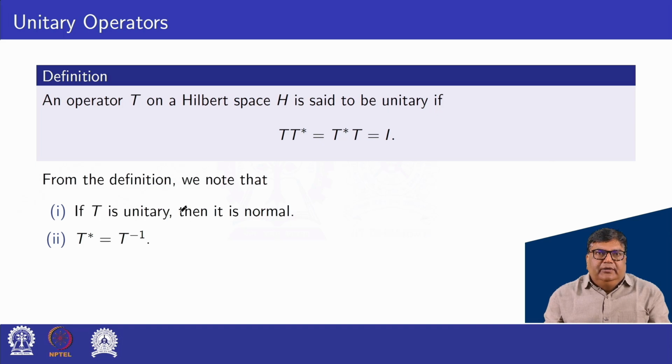Definition of unitary operators. An operator T on a Hilbert space H is said to be unitary if T T star equals T star T equals the identity operator, where T star is the adjoint of T.